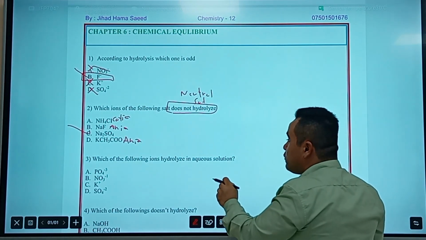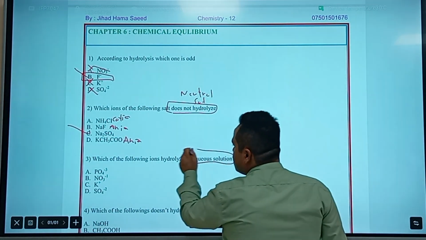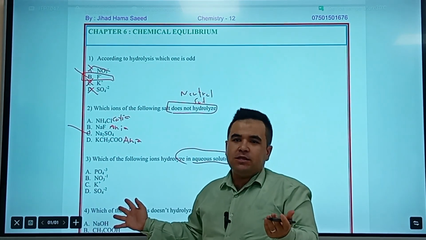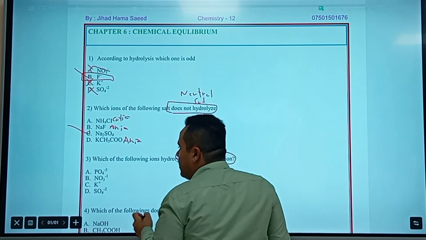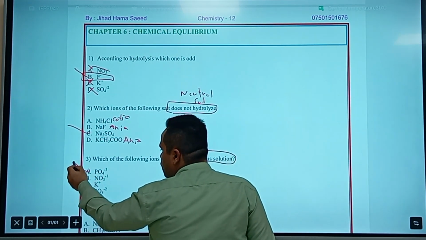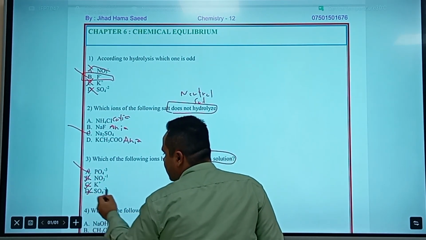Which of the following ions hydrolyze in aqueous solution? The ions that come from weak acids and weak bases. This one undergoes hydrolysis, this one does not.